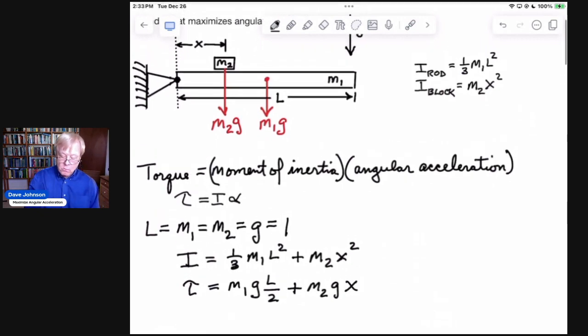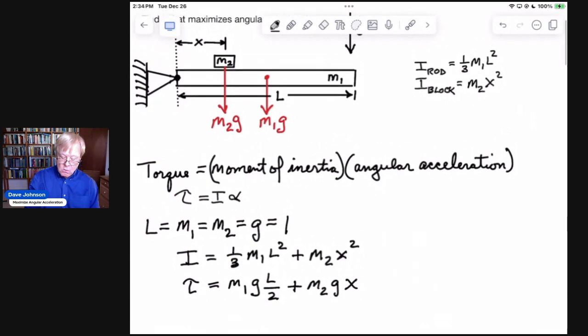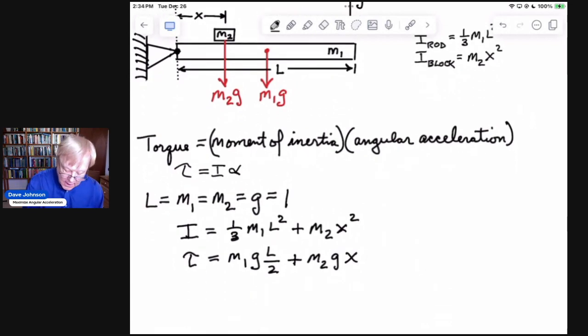And now we're pretty much set up. We need to impose our constants. M1, L is 1, M1 is 1, M2 is 1, and G is 1. So let's go ahead and plug all those in. So M1 and L are 1, so we get 1/3 from the first term in our I, plus, and then M2 is 1, but X is not 1. X is our independent variable, so I'll write this as X squared.